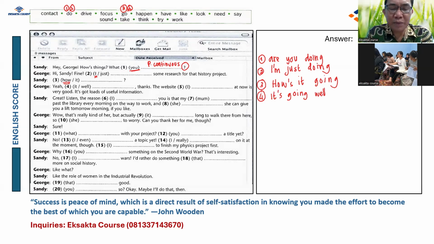And then we continue to number 5. The website I, blank, at now is very good. So for present continuous, to be is I am. And then look becomes looking, because it is present continuous. Number 5, the website I'm looking at now is very good. It's got lots of useful information. Next, we continue to number 6.